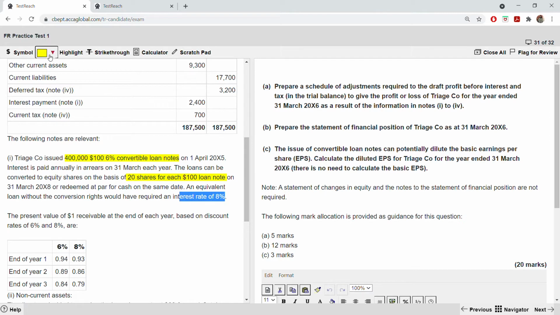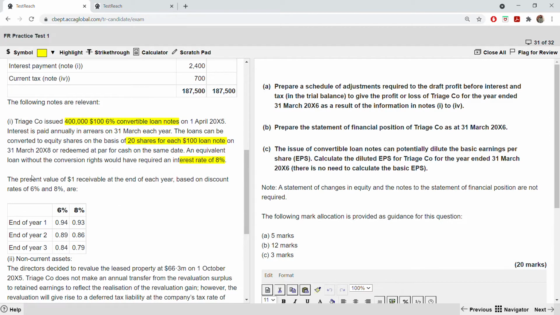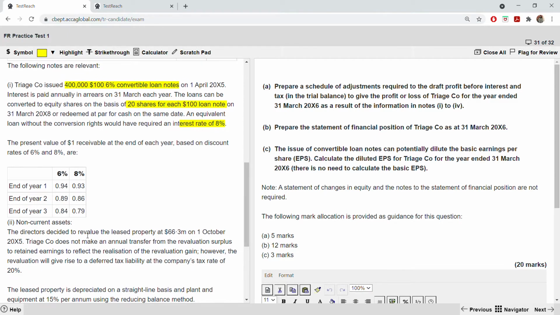Okay, this will be given to you when convertible loan notes is there. Make sure that you know how to work around with convertible loan notes. The present value at the end of each year based on the discount rate 6 and 8% are given to you. The reason why they have given you this interest rate is to confuse you which one to use, whether 6% or 8%. Okay, we'll go to that when we are solving the question.